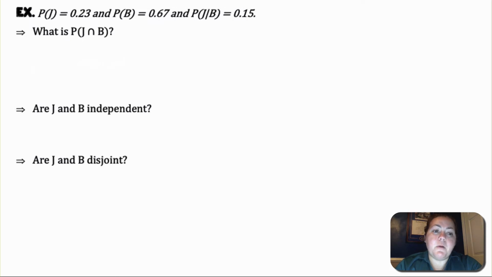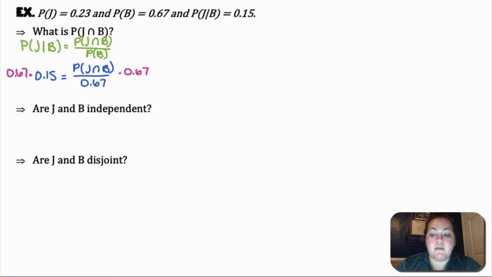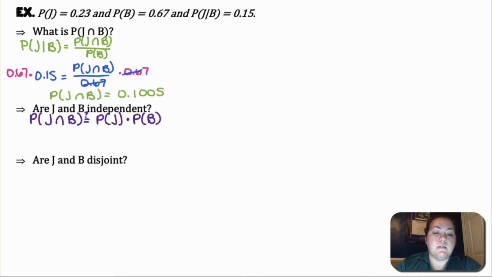All right, this example, the probability of J is 0.23, the probability of B is 0.67, the probability of J given B is 0.15. What is the probability of J and B? Alrighty, so the probability of J given B is equal to the probability of J and B divided by the probability of B. That's the formula for conditional probability. I'm going to fill in the pieces I know. So 0.15 equals, I don't know this, over the probability of B, 0.67. I want to get that numerator, so I'm going to multiply both sides by that denominator of 0.67, and I get 0.1005.